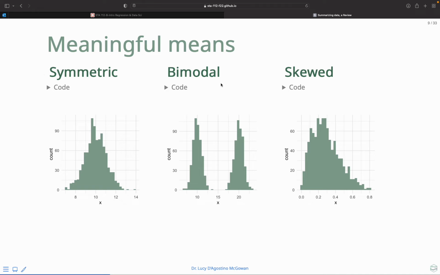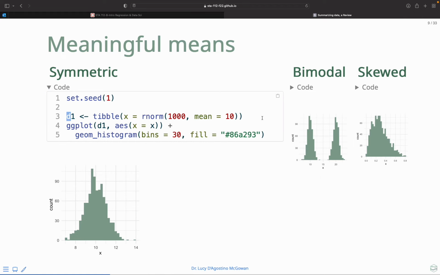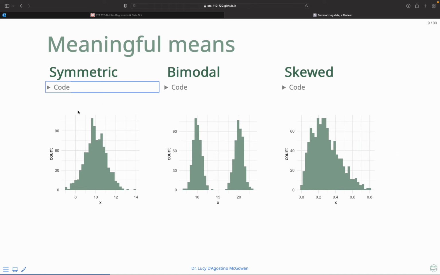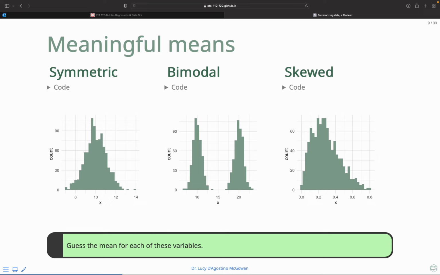So here I've drawn 3 different distributions. I've generated some data in R. If you're interested in generating data, you can use this type of code. But what I've done here is I've generated a symmetric distribution for this variable x. Here I've generated a bimodal distribution, meaning there's 2 modes, and here I've generated a skewed distribution for x. And so can you guess the mean for each of these? What do you think the mean is for this first one? 10, yeah. And what about for the second one? 15. And what about for this third one?